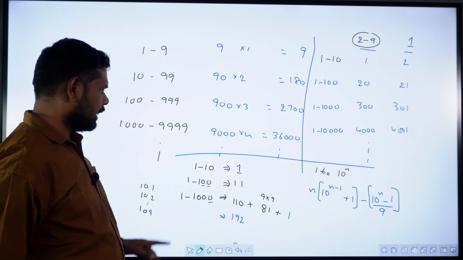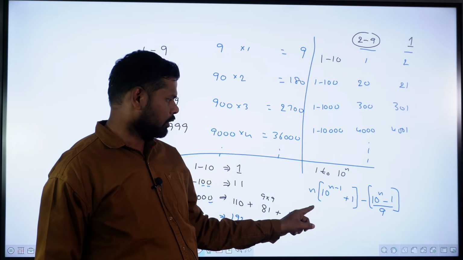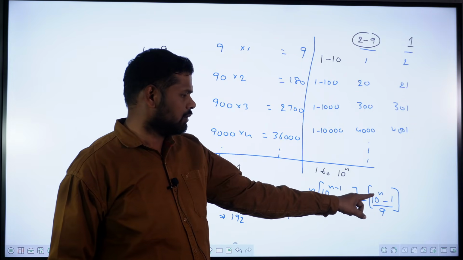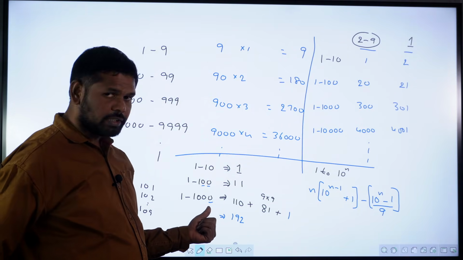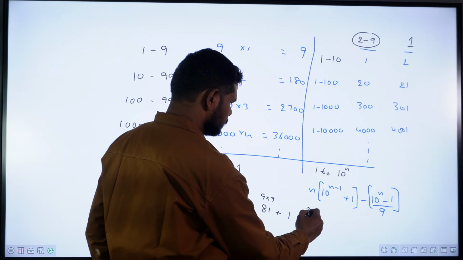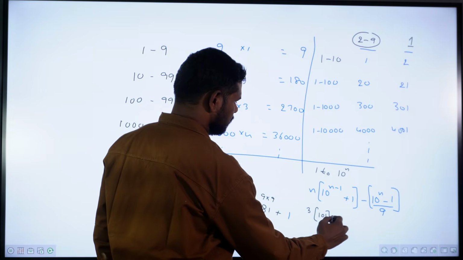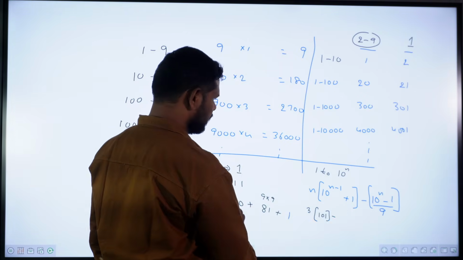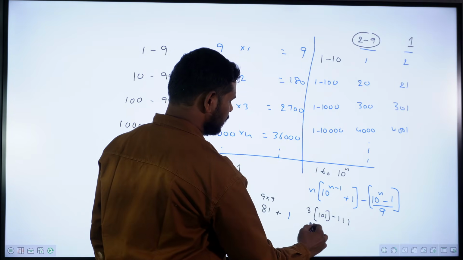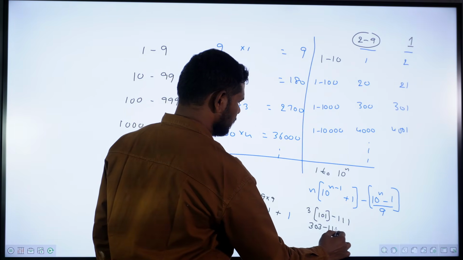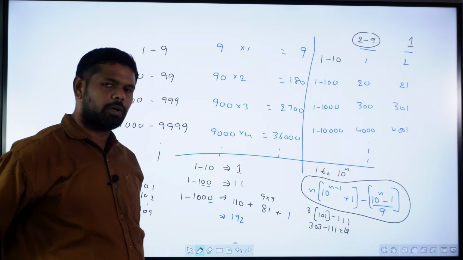Suppose you take n equals 1: 10 power 0 means 1, 1 plus 1 is 2, 2 into 1 is 2, minus (10 power 1 minus 1) which is 9, by 9 means 1, 2 minus 1 is 1. If n equals 3, then 3 into (10 power 2, which is 100, plus 1) that is 101, minus (10 cube minus 1) which is 999, by 9 means 111. 3 into 101 is 303, minus 111, gives 192. This is the actual formula. Please note down this formula.